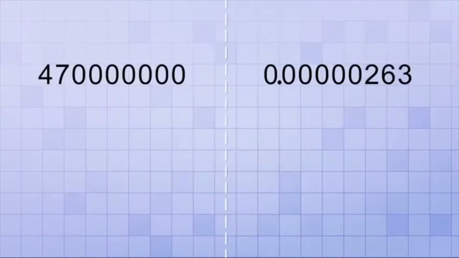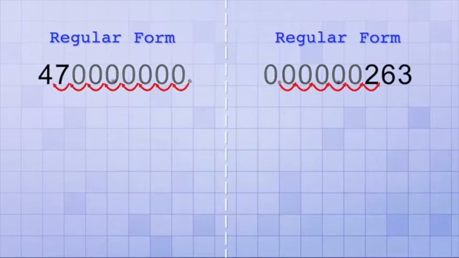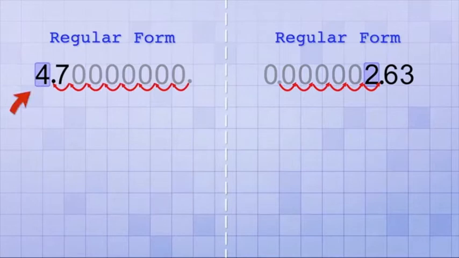Starting with these two examples in regular form, first count how many number places you would need to shift the decimal point for there to be only one digit to the left of it. For this number, we would need to shift 8 places, and for this number, 6 places.